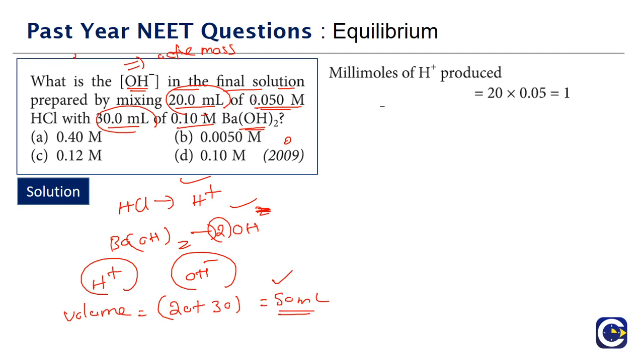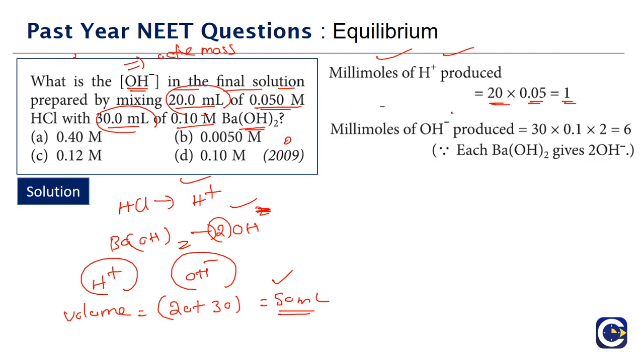We have 20 ml of 0.05 molar HCl. Since volume is in ml, remember if you multiply volume in ml with the molarity, we will get the number of millimoles. Every HCl is going to give us 1 H plus, which means the number of millimoles of HCl will be equal to the number of millimoles of H plus, which is 20 into 0.05, that is 1.